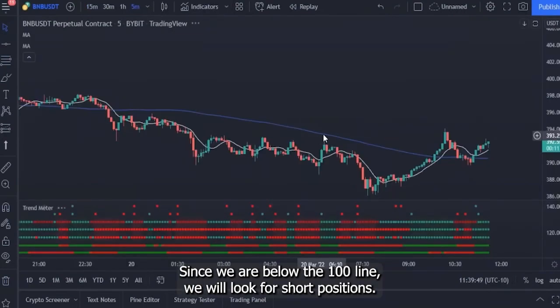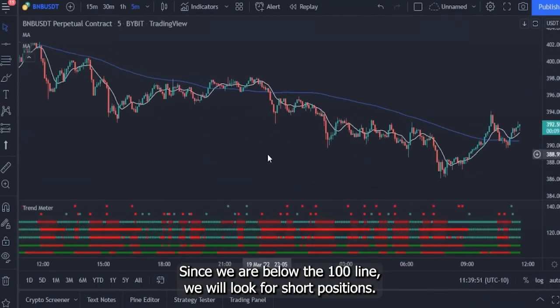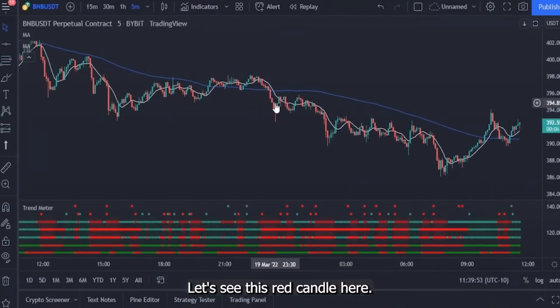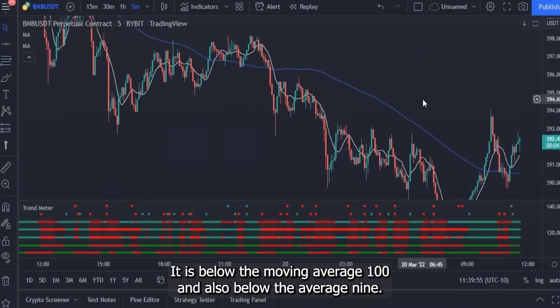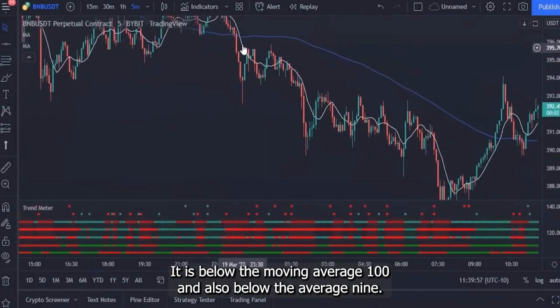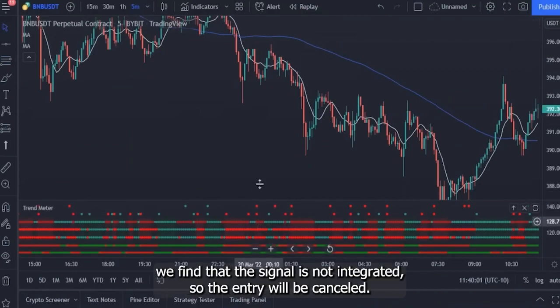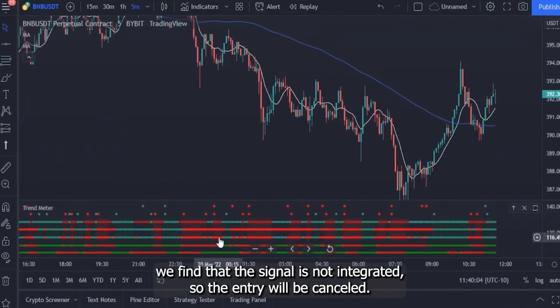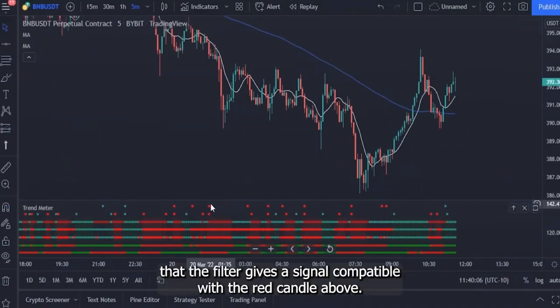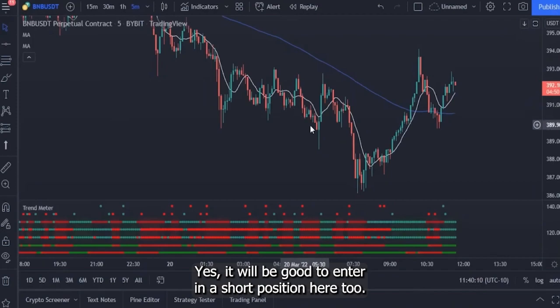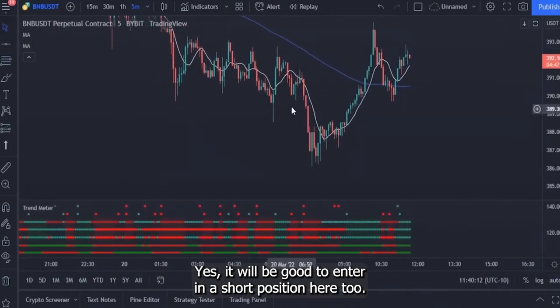Now let's see its effect with a 5-minute frame. Since we are below the 100 line, we will look for short positions. Let's see this red candle here. It is below the moving average 100 and also below the average 9, but when we look at the filter, we find that the signal is not integrated, so the entry will be canceled. But here we find that the filter gives a signal compatible with the red candle above. Yes, it will be good to enter in a short position.